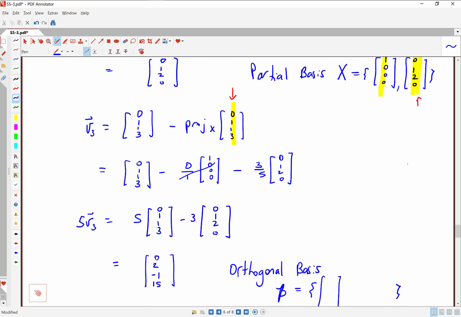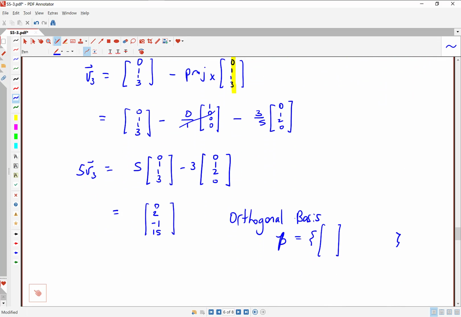So we'll just pull our partial basis from the previous step, which was 1, 0, 0, 0, and 0, 1, 2, 0, and we've now built our third basis vector, 0, 2, -1, 15. So if you wanted to double check this process, just confirm that all 3 pairs of vectors really are orthogonal. We know the first 2 are because we checked that after the second step, but just check that this new vector that we've just built really is orthogonal to the first 2 basis vectors.